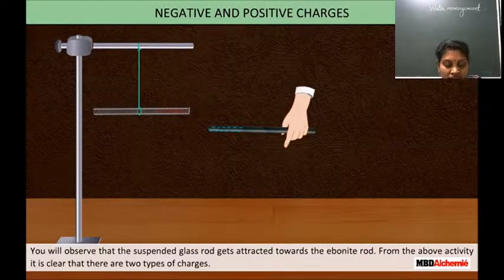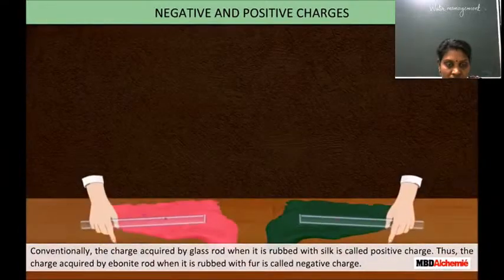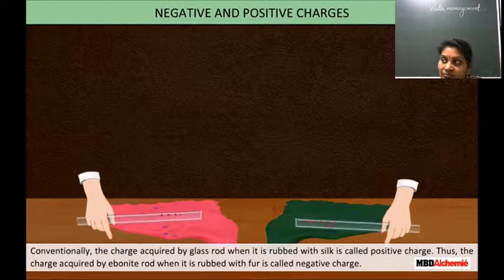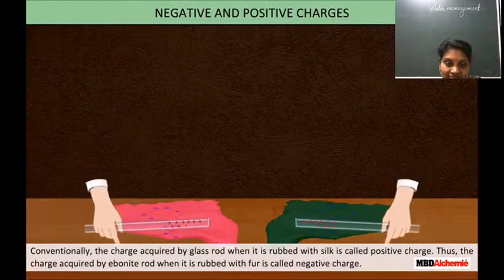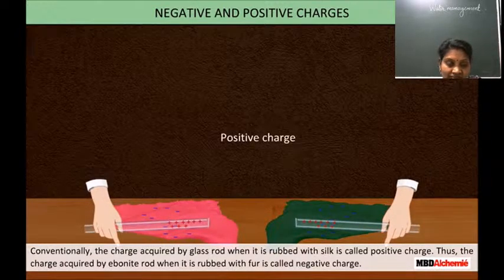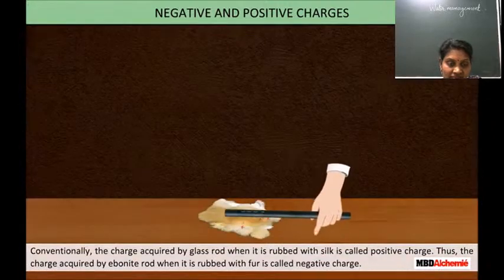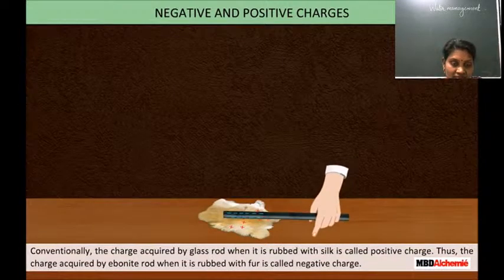From the above activity, it is clear that there are two types of charges. Conventionally, the charge acquired by a glass rod when it is rubbed with silk is called positive charge. Thus, the charge acquired by an ebonite rod when it is rubbed with fur is called negative charge.